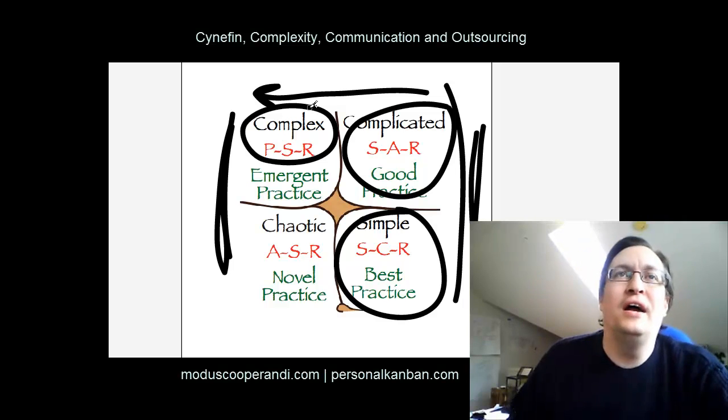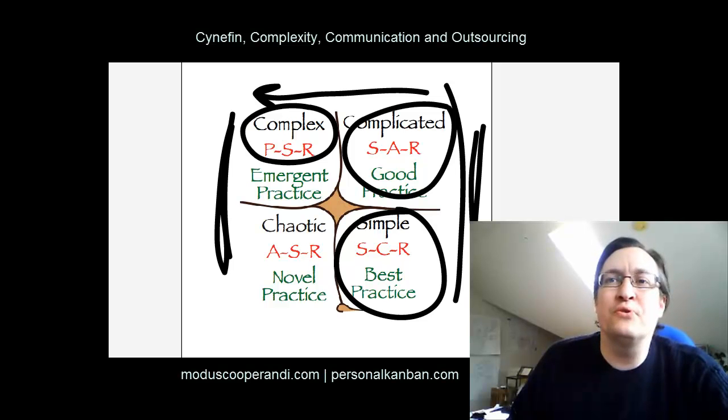So that's a short bit on outsourcing and the Cynefin model.